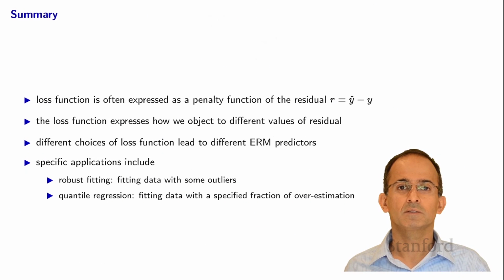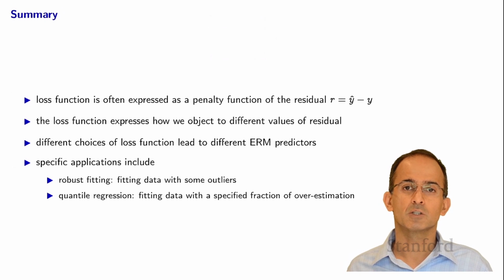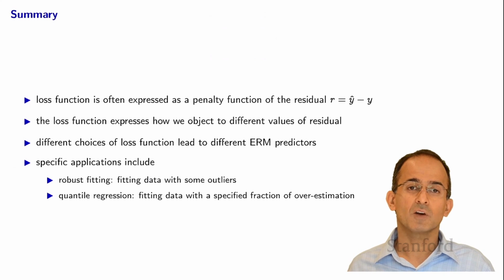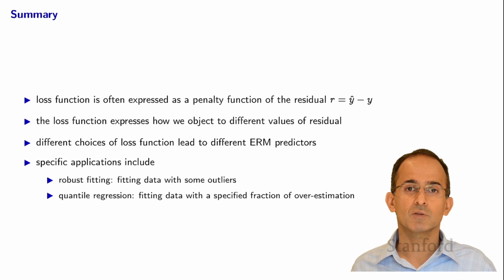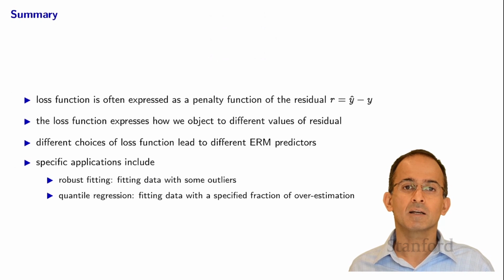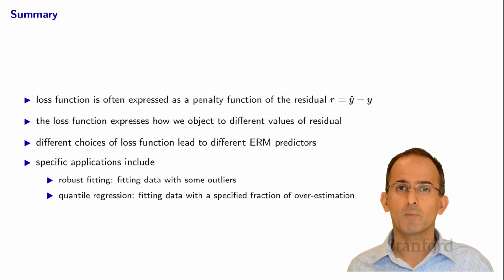Let's summarize. Loss function is often expressed as a penalty function of the residual. The residual is r equals y hat minus y. And the loss function expresses how much we object to different values of the residual. Different choices of loss function give us different ERM predictors. And in particular, there are two types that are very important. One is robust fitting. When you're fitting data with outliers, you use a penalty function which increases more slowly than the square penalty function, and that gives you robustness to the outliers.